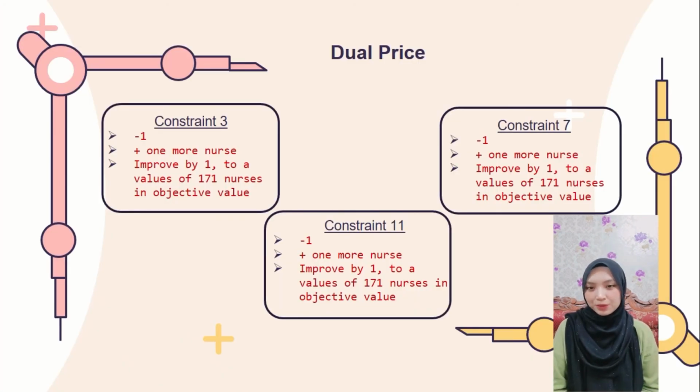Next, we will discuss dual price. Dual price is about the unit worth of the constraint. For this question, we got three constraints with a dual price of -1, which are constraints 3, 7 and 11. Constraint 3 is the time period between 4 a.m. to 6 a.m., while 7 is from 12 p.m. to 2 p.m. and 11 from 8 p.m. to 10 p.m. For these constraints, if you add one more nurse, it will change the minimum number of nurses by 1 to a value of 171 in the objective function, which we do not want, as we do not want the number of nurses to exceed the minimum requirement that we get from the Z value.